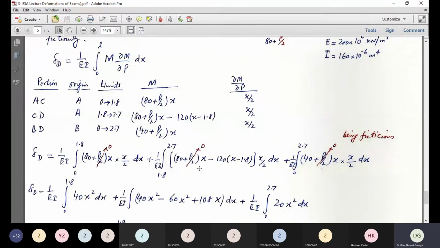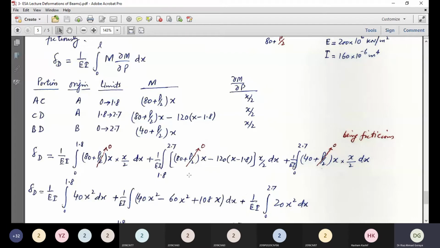Now for portion CD, 1 over EI integral 1.8 to 2.7 of 80 plus P by 2 into X minus 120 into X minus 1.8. This is capital M, into X by 2, partial M over partial P, into dx. Now lastly for portion BD, that is 1 over EI integral 0 to 2.7 of 40 plus P by 2 into X. This is the value of capital M, into X by 2 into dx.